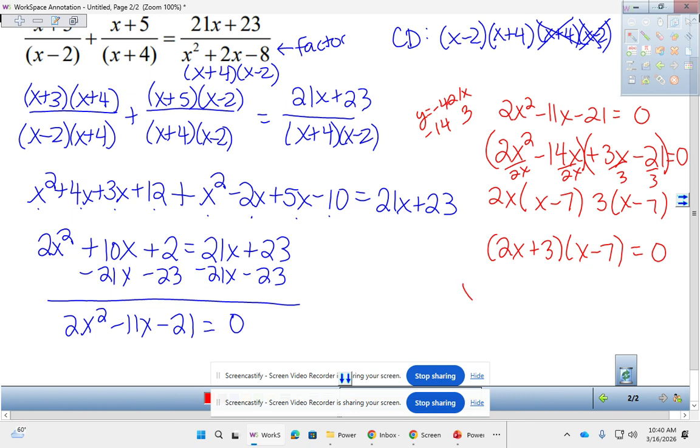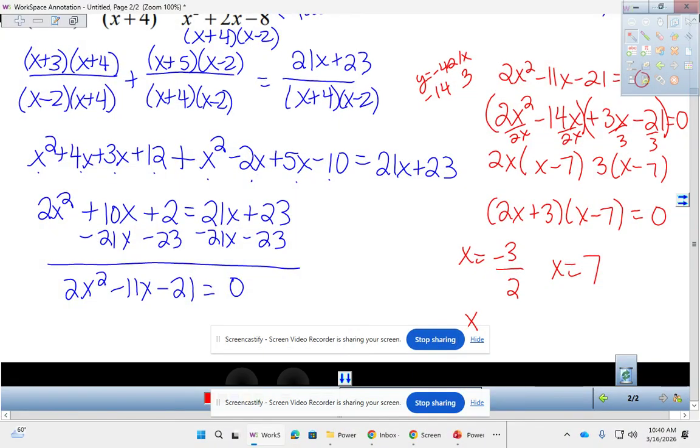Opposite of this, x equals minus 3 divided by 2. And opposite of this, x equals 7. In addition to the solutions, you need the restrictions. The restrictions come from your common denominator, right? What can't x be? X can't be 2, and x can't be negative 4.